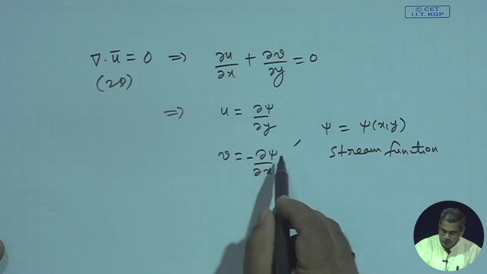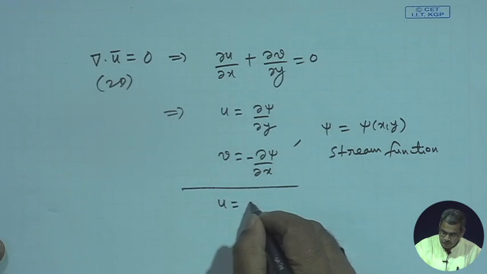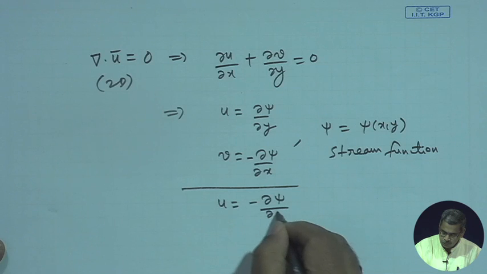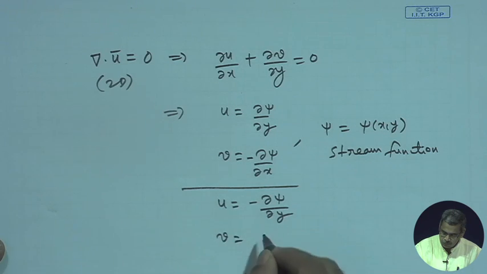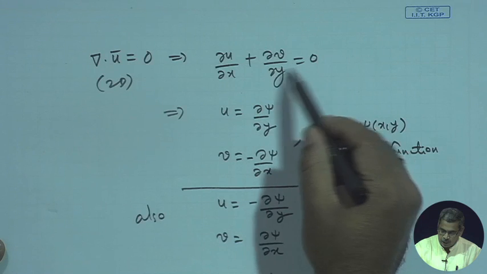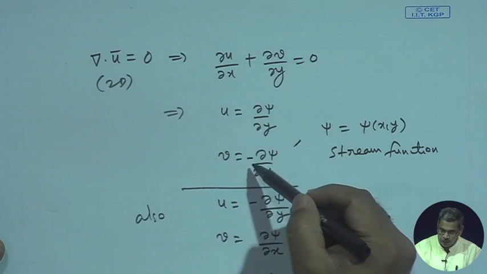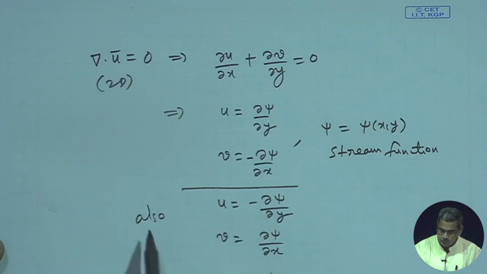Alternatively, one can also define it with the negative sign on the other component, and this definition will also give an identity. The only thing is that the corresponding velocity direction is controlled by the sign: if it is left to right, otherwise right to left. Otherwise, both definitions are valid.